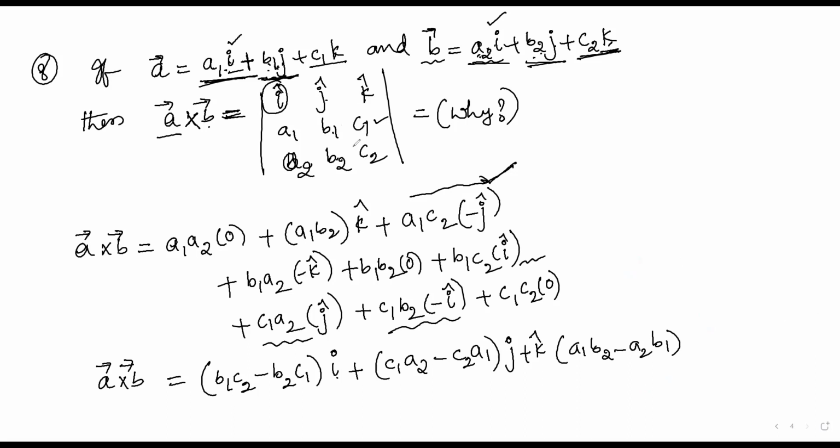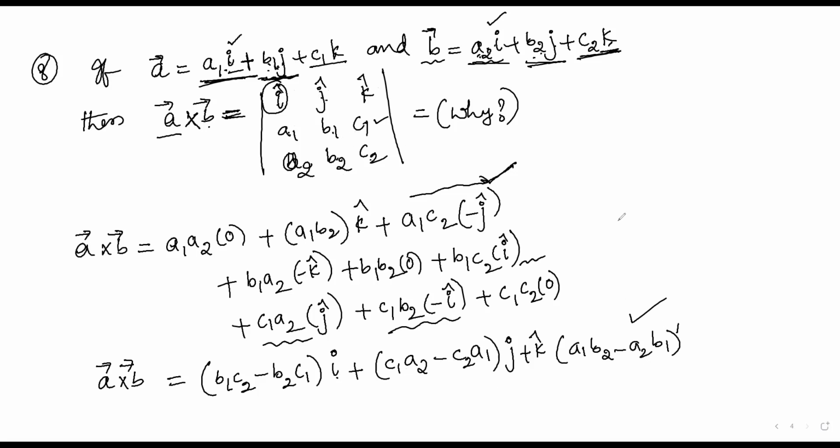Next, J into A1 C2 minus, but here the minus will come for J. I plus, here minus will come. If you take minus, then it will be that. Next, if you take K cap, then K cap into A1 B2 minus A2 B1. So that is how you are getting this.